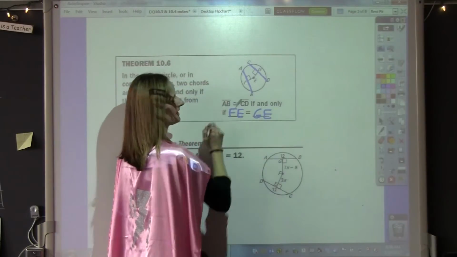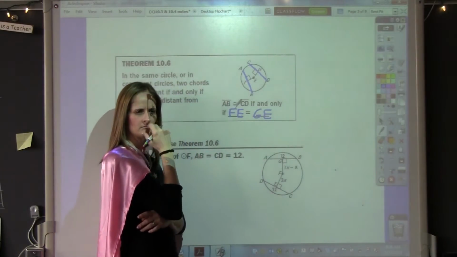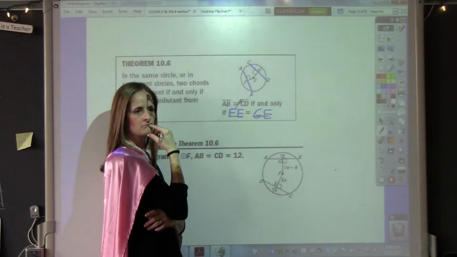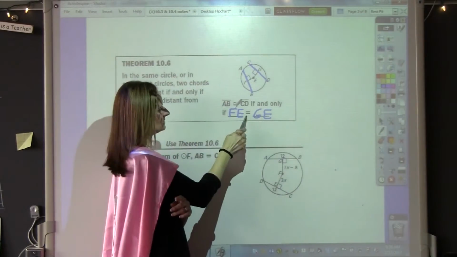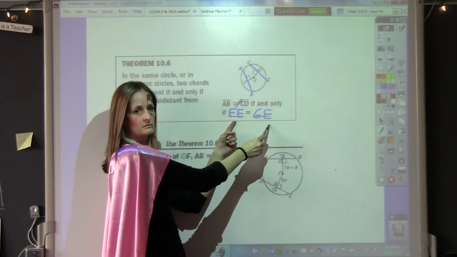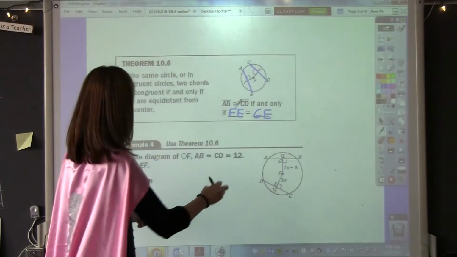Okay, why did I not put a line over the top of that FE? There's segments. They don't have an endpoint. You see that equal sign? That means we're dealing with numbers, right?